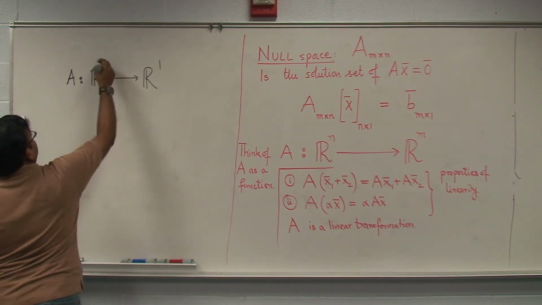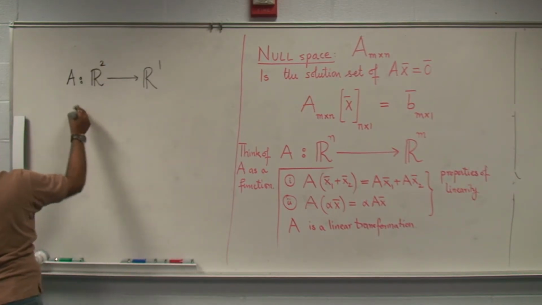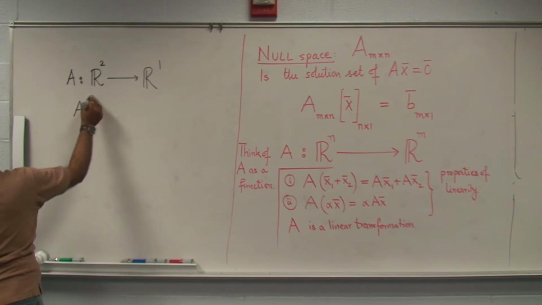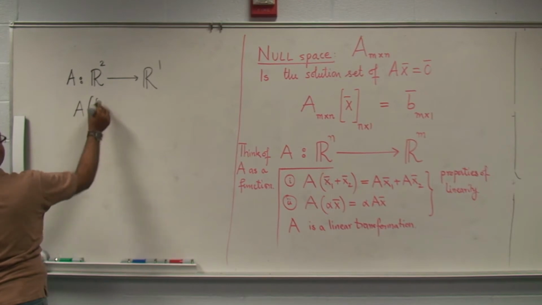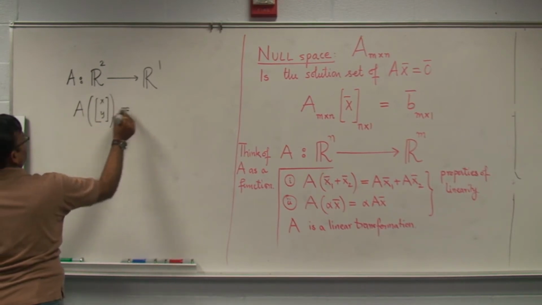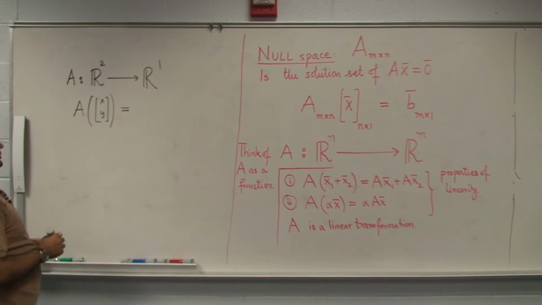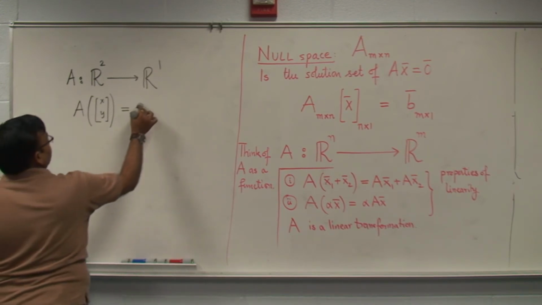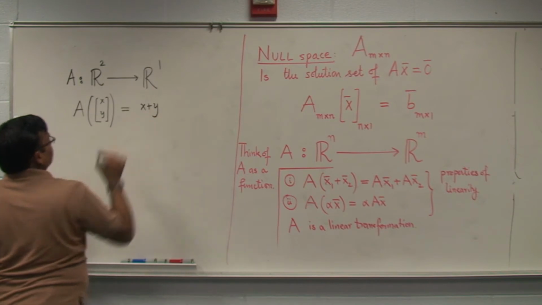Do we know of any function from R2 to R1 which is linear? So that means as an input, it will take a vector (x, y), and as an output, it would map to a number. So for example, if I map it to x plus y, is it linear?